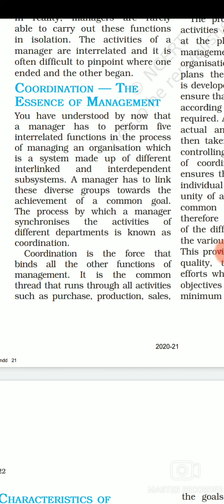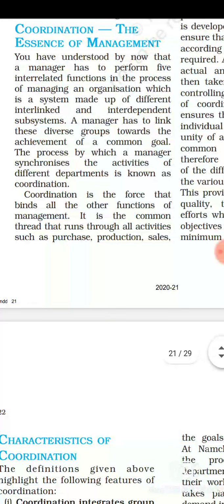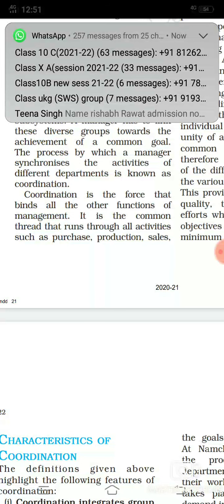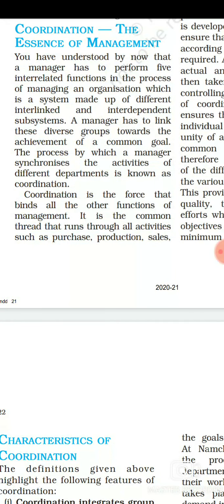We call coordination the essence of management because coordination is not required in only one function of management, it is required in each and every function of management. If there is no coordination between planning, organizing, staffing, directing and controlling, we will never be able to achieve our objective. So that is the reason. It is a process which synchronizes the different activities of a department. It is called the essence of management, not a function of management.